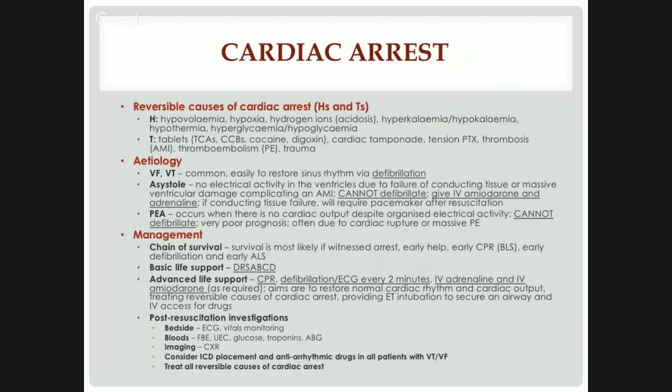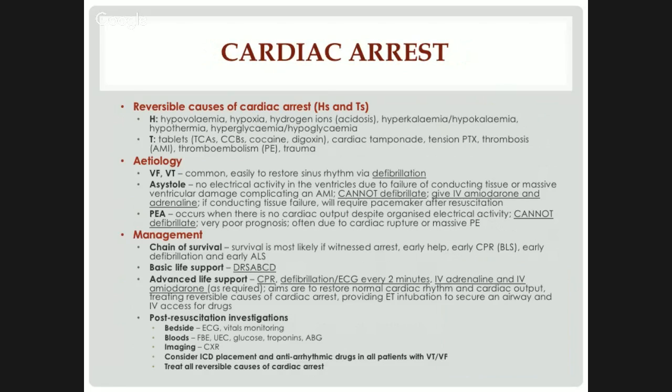So it's memorized by the H's and T's. Apparently there's 4. I found more than 4 every time I've looked at a textbook or online. So I've written every single one I found there, and they're all causes of reversible cardiac arrest. So I just remember it as the H's and the T's. So hypovolemia, you've got low circulating volume. Hypoxia, reduced oxygenation. Hydrogen ion, so you've got a metabolic acidosis. Hyper or hypokalemia.